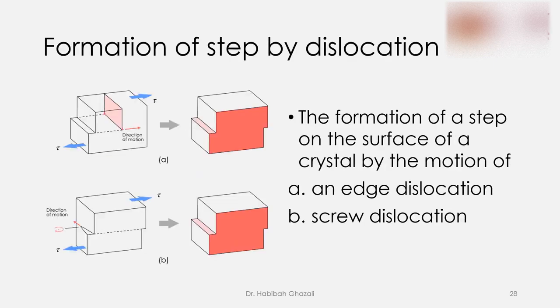The formation of a step on the surface of a single crystal by the motion of an edge dislocation is schematically represented in picture A here, and by a screw dislocation is schematically represented by image B here.